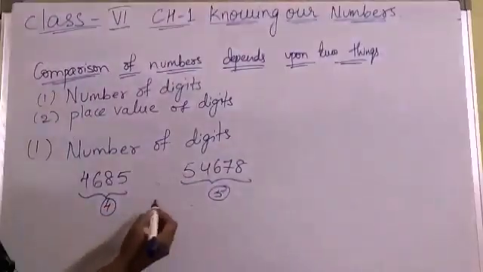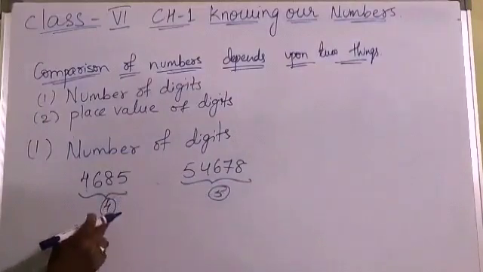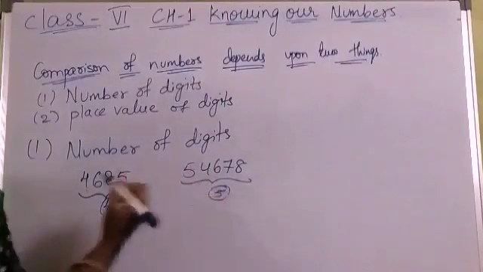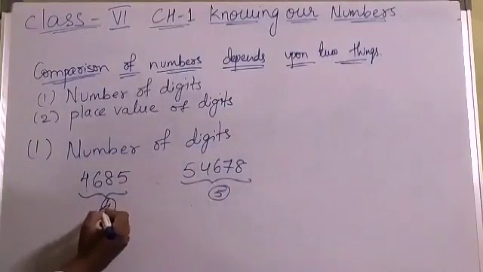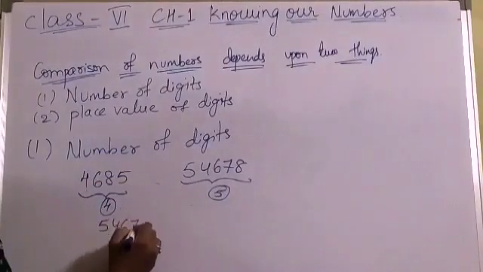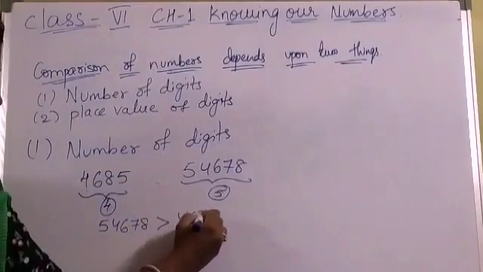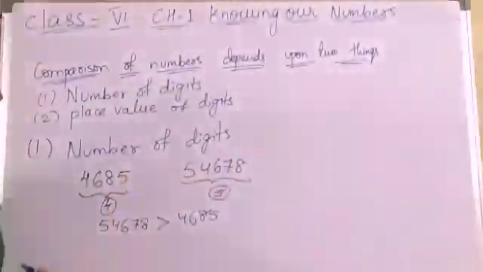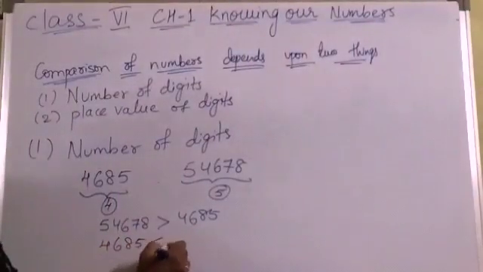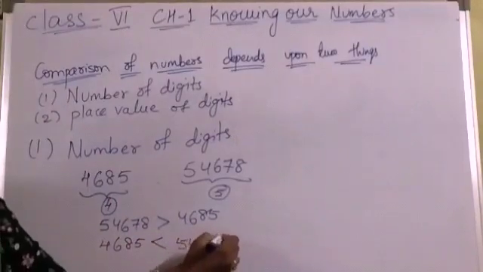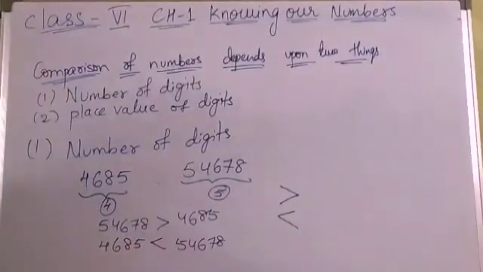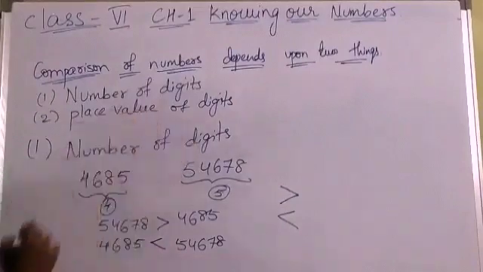The number having more digits is the greater one, and the number having fewer digits is the smaller one. Once again I am saying, the number having more digits is greater and the number having fewer digits is smaller. So we can say clearly that 54678 is greater than 4685, because the number of digits in this number is more. Or we can write 4685 is less than 54678. You know this is the greater than symbol and this is the lesser than symbol. Is it clear, everyone?